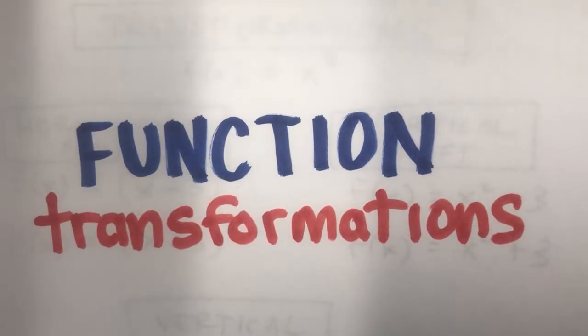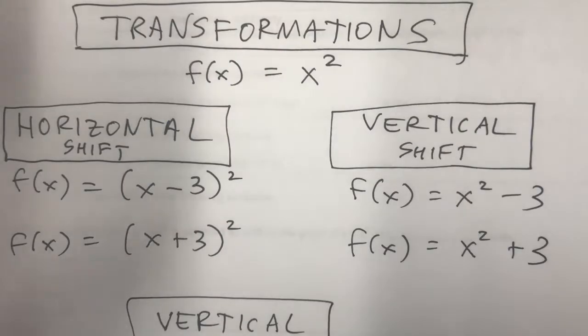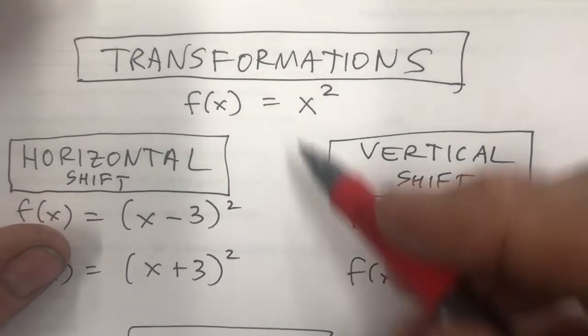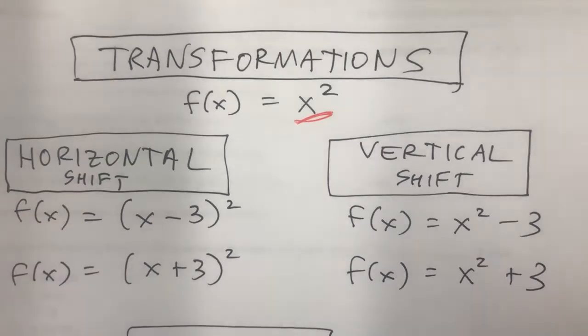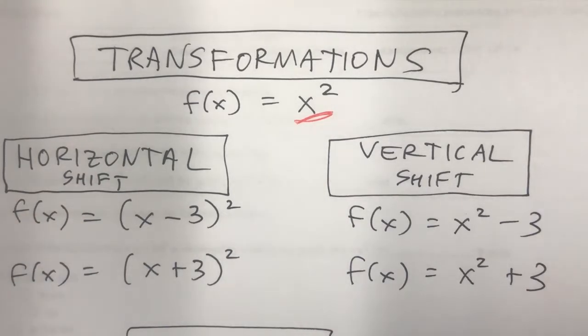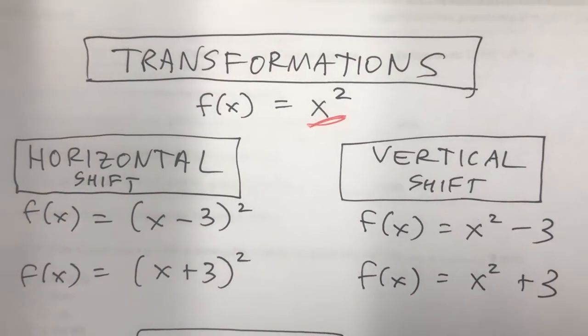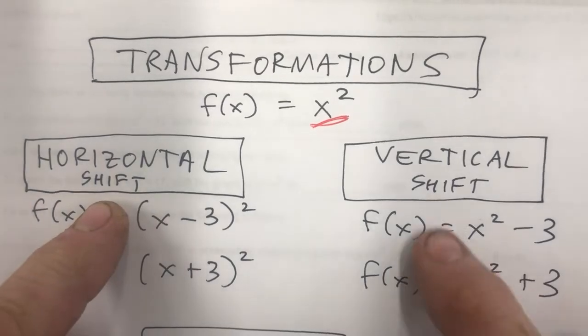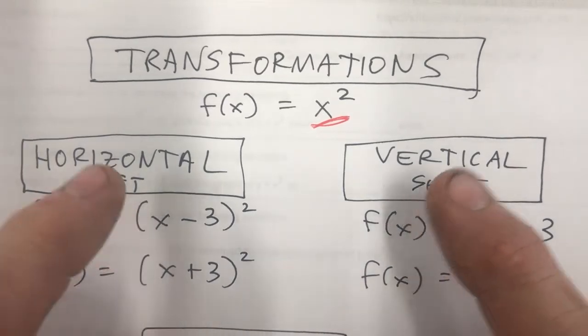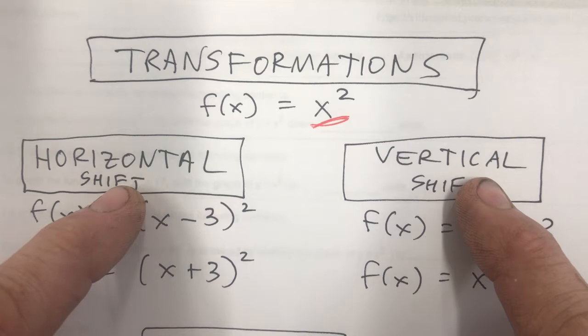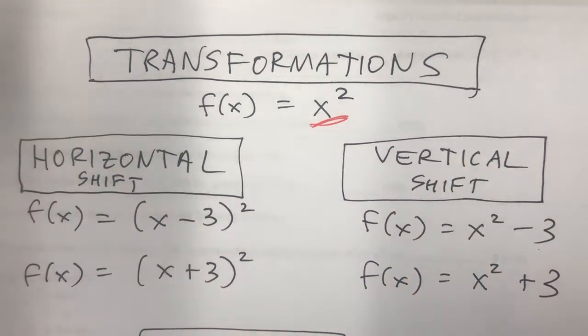All right, we're looking at function transformations today in this video. Transformations on a function. Now here we're just going to look at the x squared function, but these transformations work for every parent function. But you have horizontal shift and you have vertical shift. Horizontal shift and vertical shift happens when you add a number to your function.